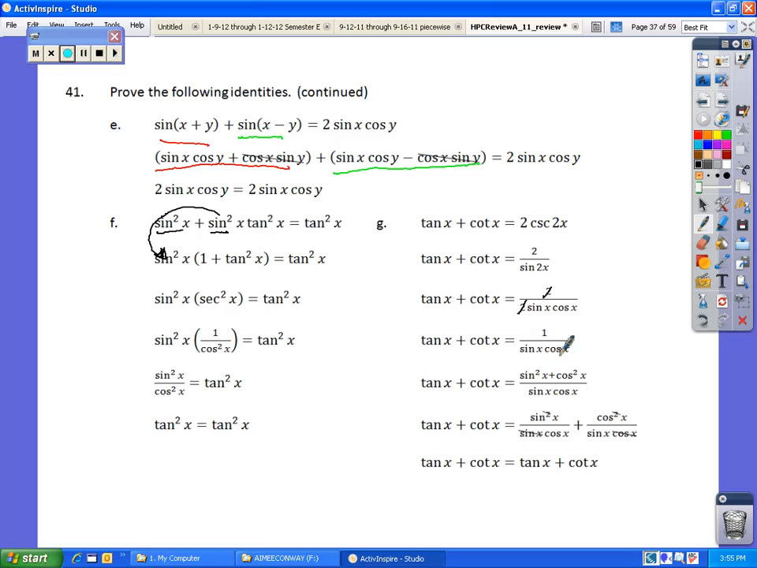1 I can rewrite as sine squared x plus cos squared x. Break those up into sine squared x over sine x cos x, and cos squared x over sine x cos x, again common denominator. And then finally I can cross out my sine squared, one of my sines here with all the sine down here, one of these with one of these, so I have sine over cosine, which is tangent, and cosine over sine, which is cotangent.